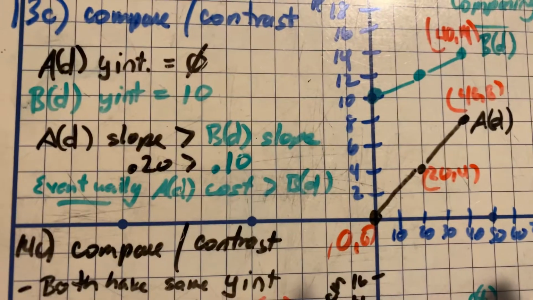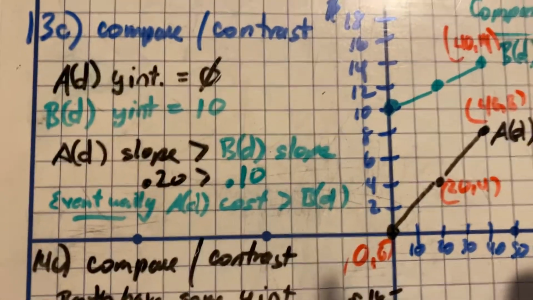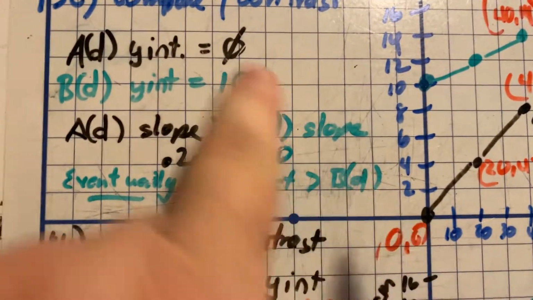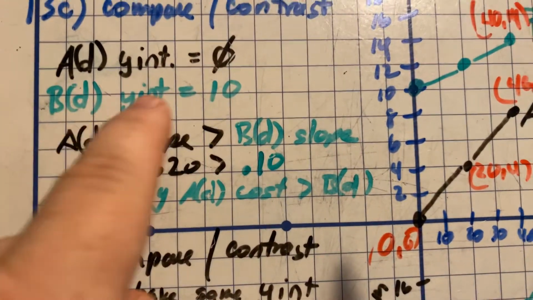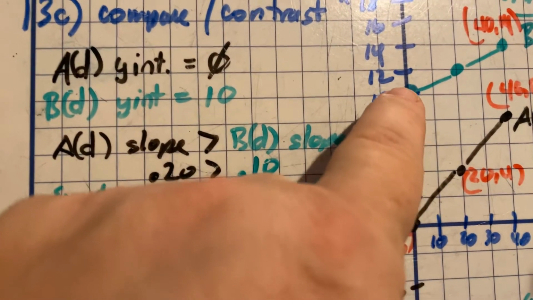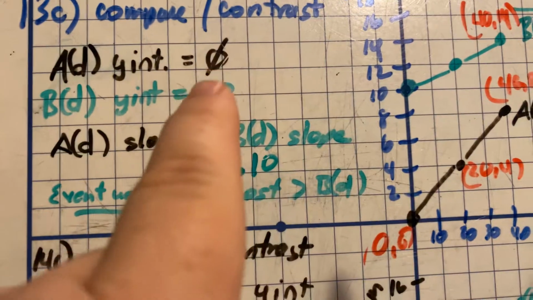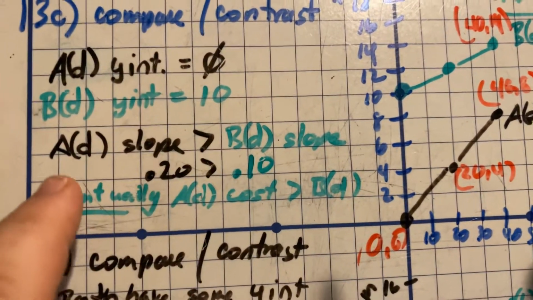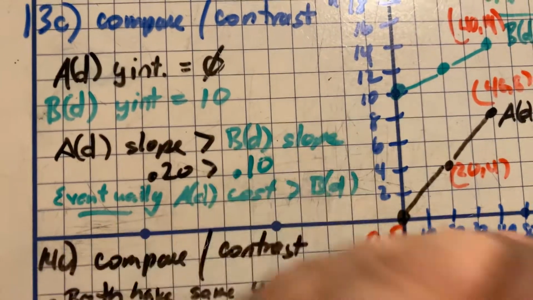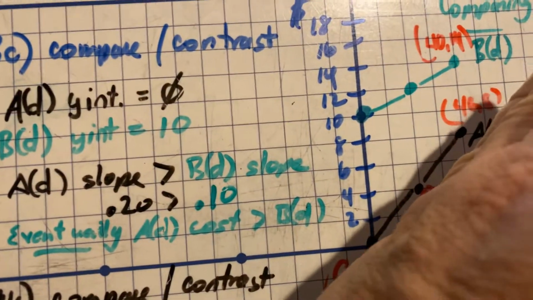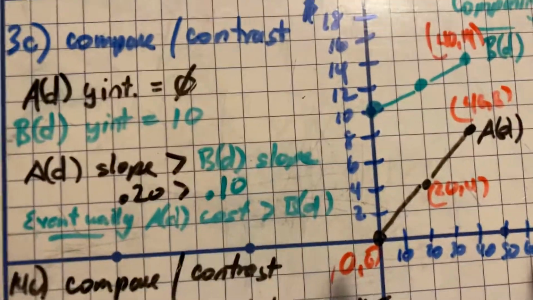Okay, so let's compare these things. A of D, that's car company A's y-intercept, goes through the origin. So the y-intercept is 0. B of D, the y-intercept is 10. Again, if I go no miles, I still have that $10 fixed rate. A of D, the slope, is greater than B of D. And again, just take a look. The steeper the slope, you can just take a look at that.